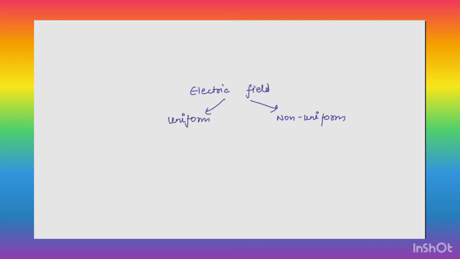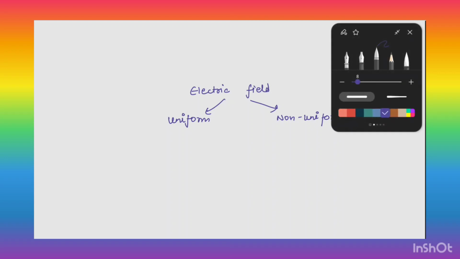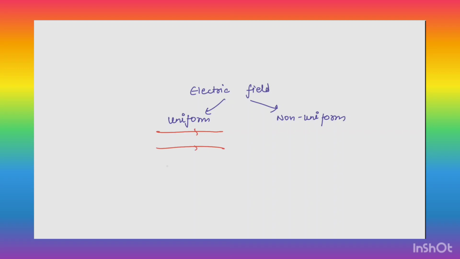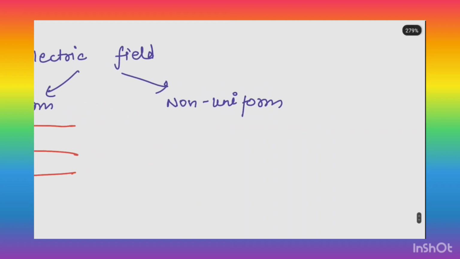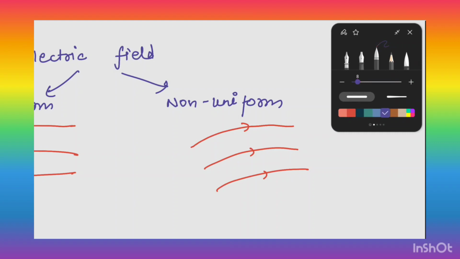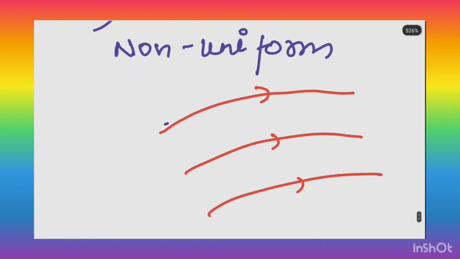As I have told you that electric field is a vector quantity. To become a uniform electric field, it must have a constant direction and constant magnitude, like this. But in non-uniform, to change a uniform into a non-uniform, there are three ways to change it, like changing magnitude, changing direction, or changing both direction and magnitude, like this. At every point, the direction is changing tangentially.